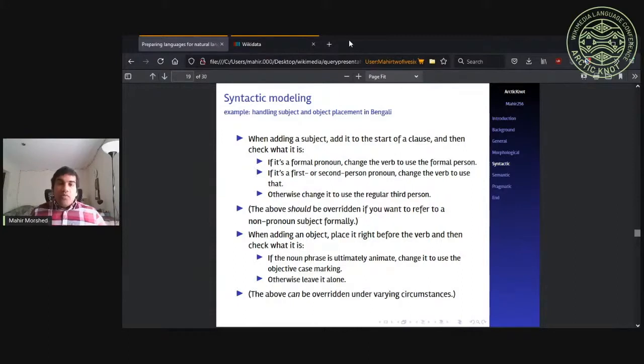But of course, if your subject is something you want to refer to formally, and in Bengali this is possible, you might want to specify via an override that yes, we want to change the verb to use the formal person instead of the third person. Similarly for objects, usually you add them right before the verb, and then if the noun phrase is animate, you modify it. If it's not, then you don't. But of course, in certain circumstances, you might need to add certain suffixes or reverse these situations, essentially. So those are things you would need to handle, at least in Bengali. And I can imagine that for a number of other languages, be these agglutinating or polysynthetic, a lot of these rules will need to be made in terms of developing functions for these.